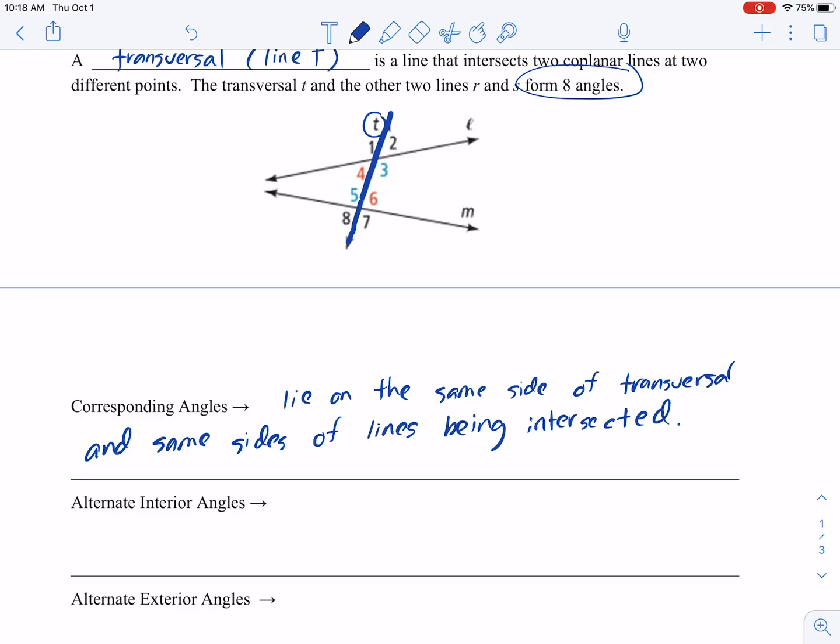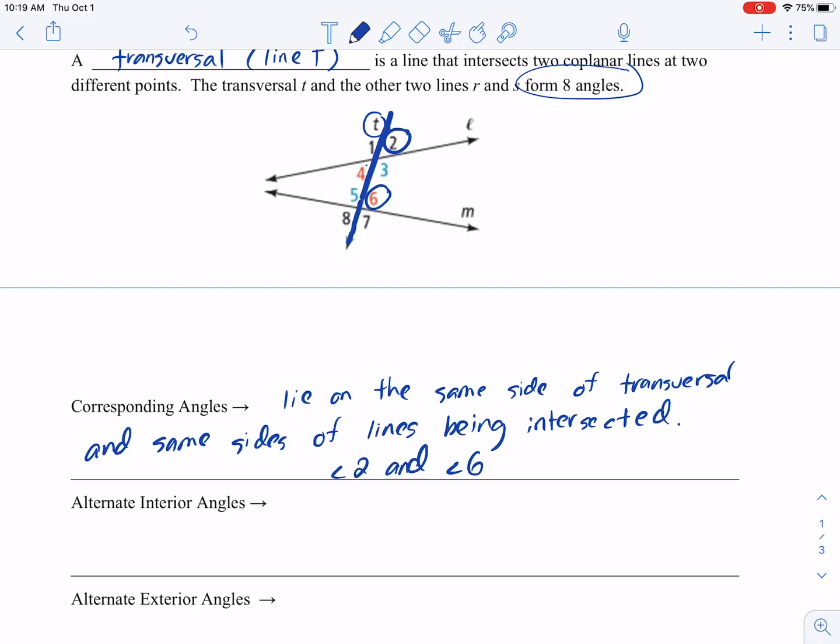So if we pick one side of the transversal, we would be looking at these 4 angles, or you could pick the left side. And then we want to pick 2 angles that are on the same sides of the lines being intersected. So corresponding angles, we're looking at 2, 3, 6, and 7. Say they were both above those 2 lines being intersected. Angle 2 and angle 6 would be an example of corresponding angles.